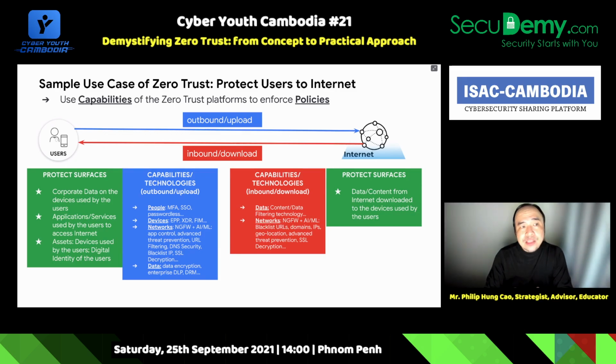But try to leverage more AI and ML together so that you can have better application control, because you need to see the application. You also need to have the capability, just like advanced threat prevention, URL filtering, DNS security. These are the industry terms, right? And you have to have the blacklist of the IP, the domain or URL, so you can prevent from the very beginning.